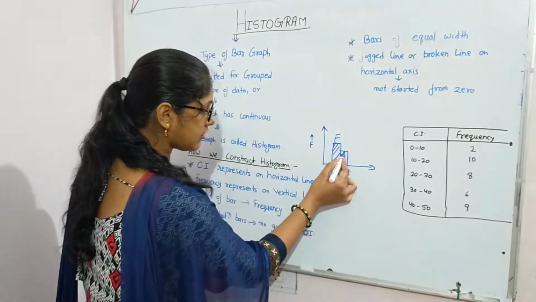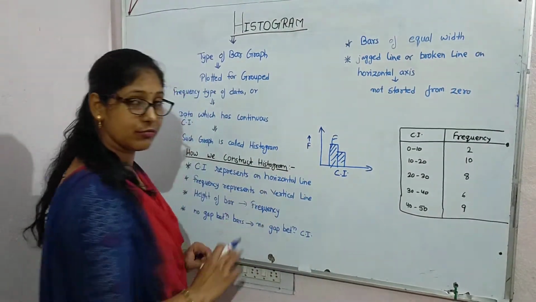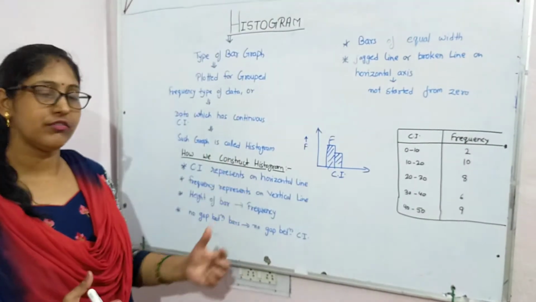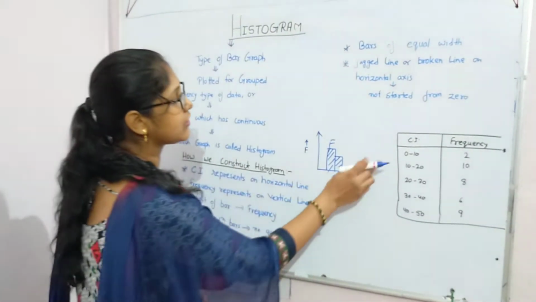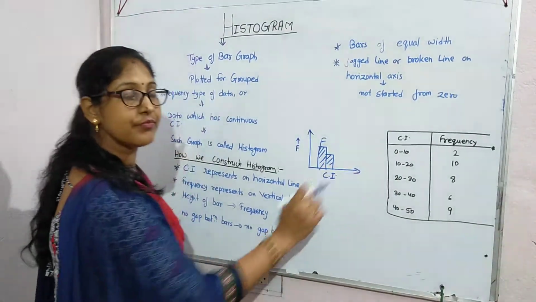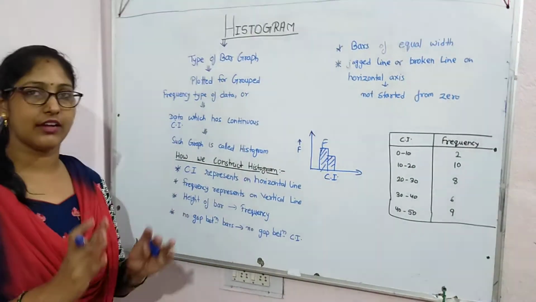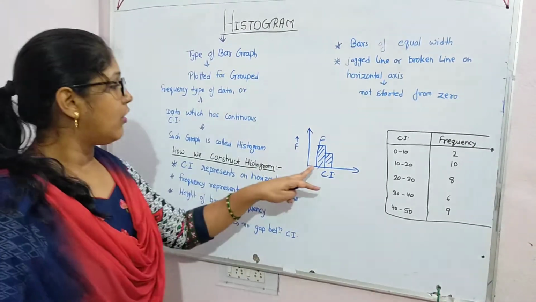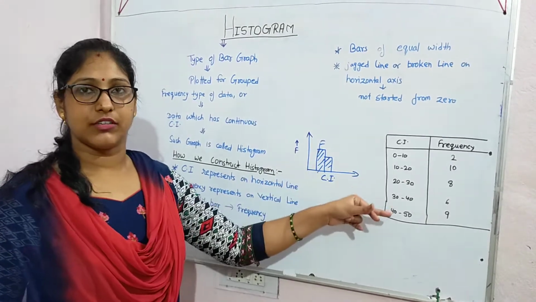The next, no gap between bars. We can see here there is no gap between two consecutive bars because there is no gap between two consecutive class intervals. For example, look at here 0 to 10 and 10 to 20. There is no gap between them. So that's why our bars also have no gap. Each bar of the equal width.